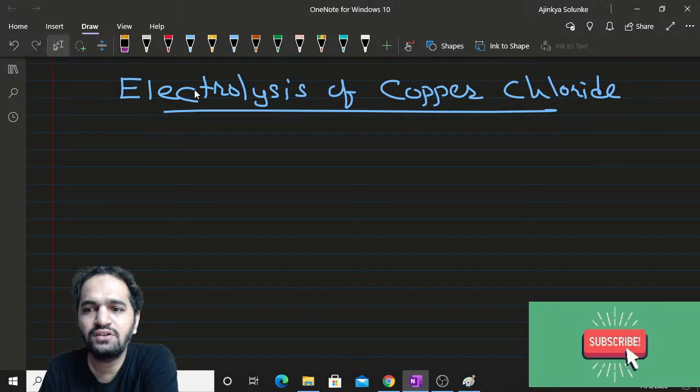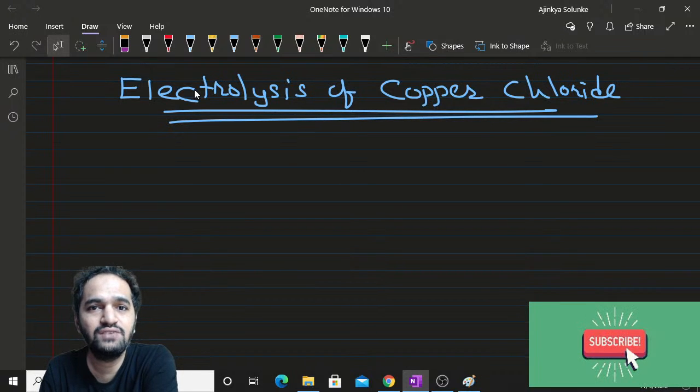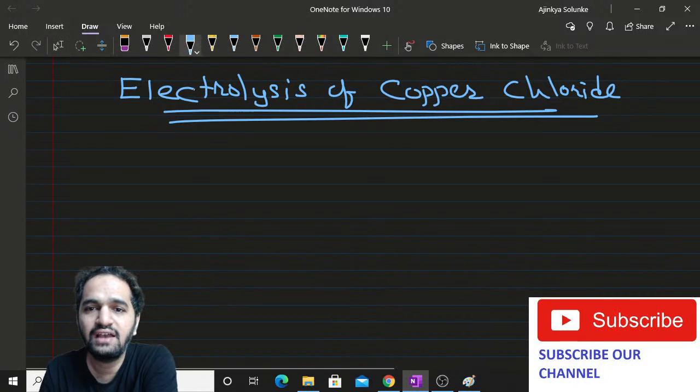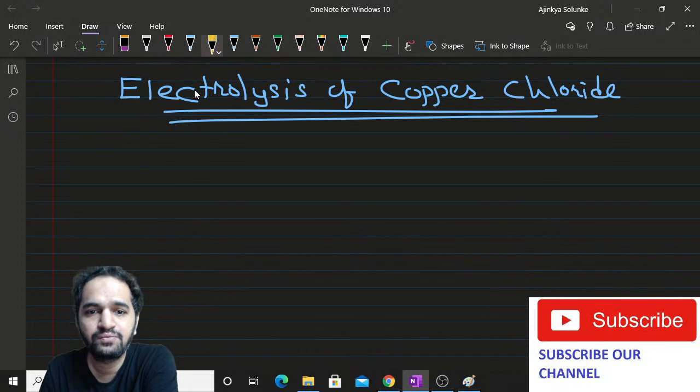Okay. So electrolysis of copper chloride. This is the substance we are going to add inside the water. Then we are going to add some kind of acid inside it. And after that, you just have to tell me, we are going to get two substances, right? Copper chloride.